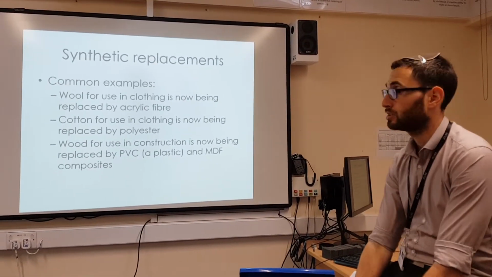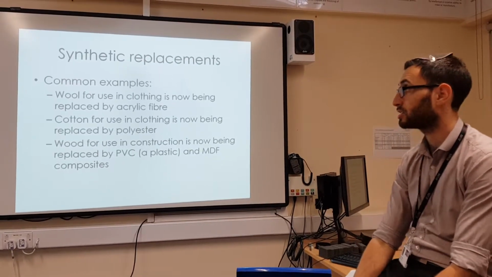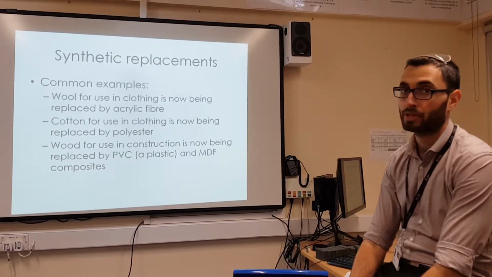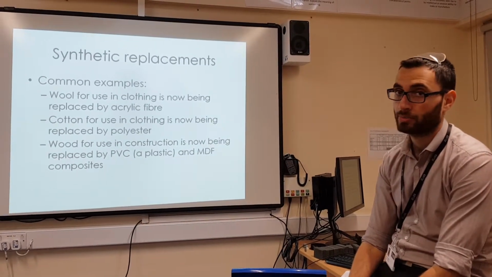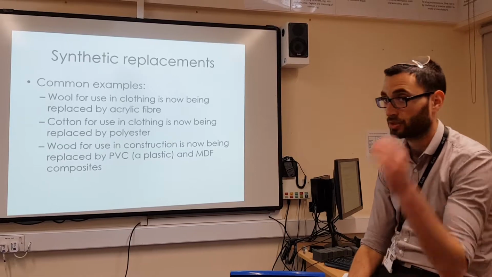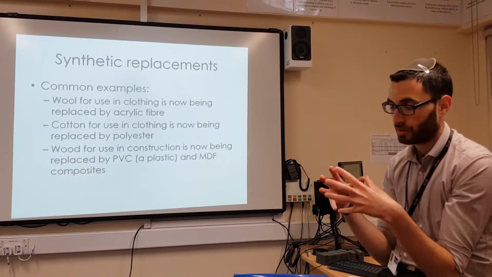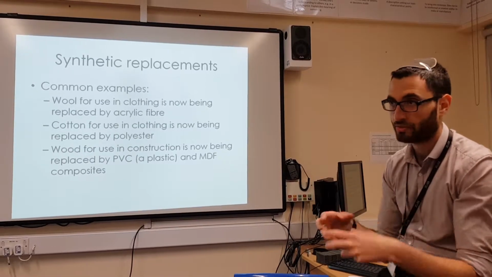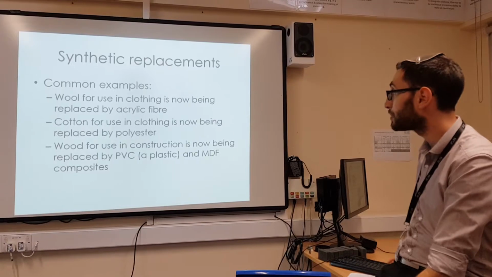Similarly, cotton, which requires, again, plants and insects and things, is now being replaced by polyester. And even wood, timber, we now replace with PVC, which is a type of plastic, or an MDF composite, which is basically a special type of wood that's made from wood shavings altogether. And triple scientists will learn more about MDF later.